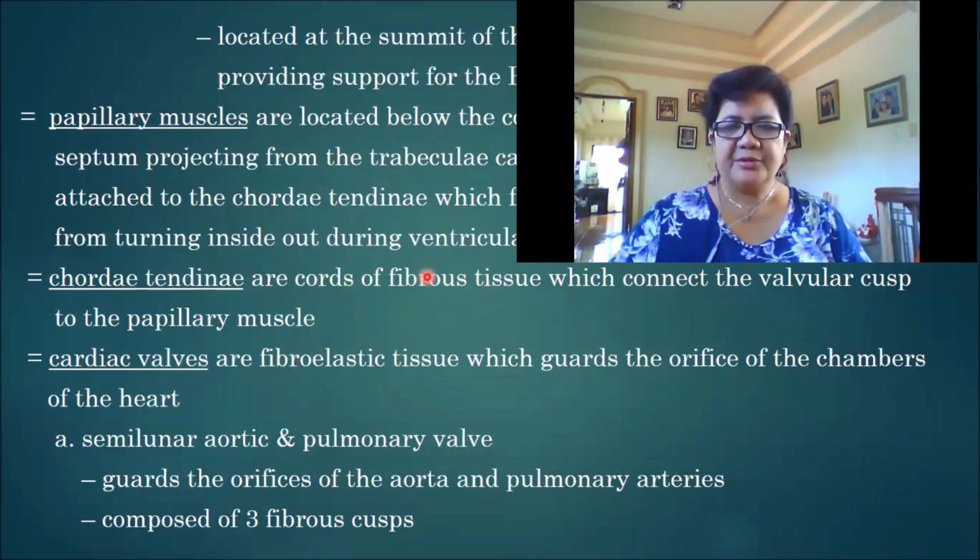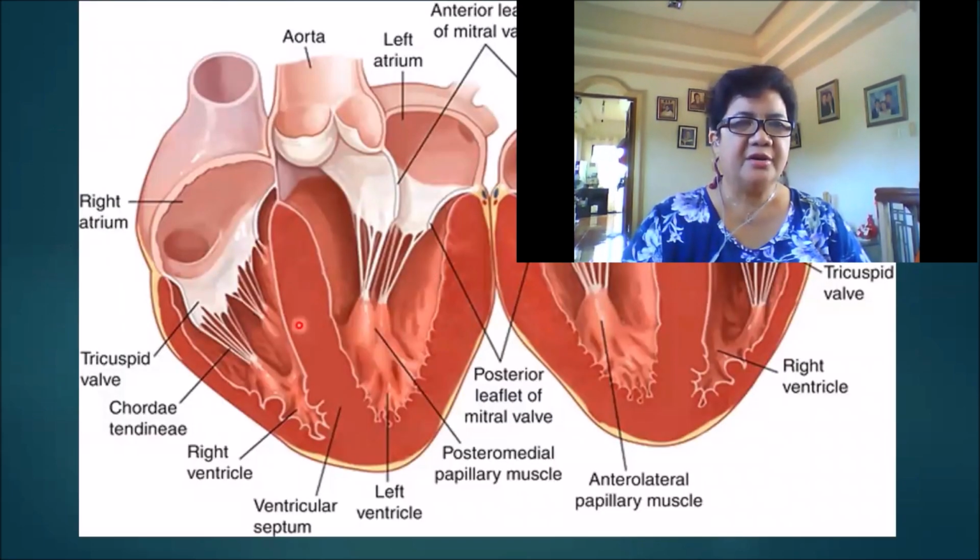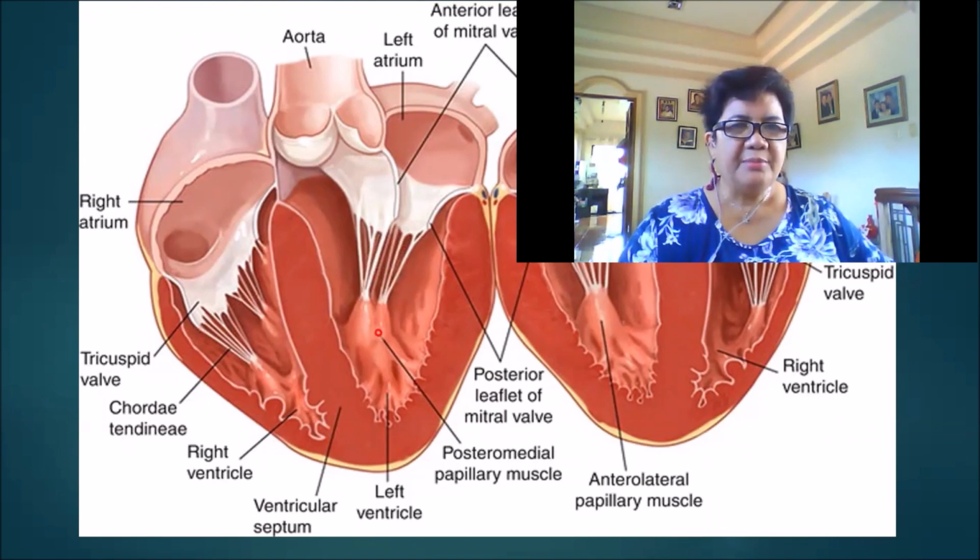We go back first to that. So these are your valves, your tricuspid valve because this is the right ventricle, sorry. And then this is your mitral valve because this is your left ventricle. You can see here, these are the chordae tendineae, and these are the valves. This is the papillary muscle. Now your chordae tendineae will be attached to the valve and to the papillary muscle.